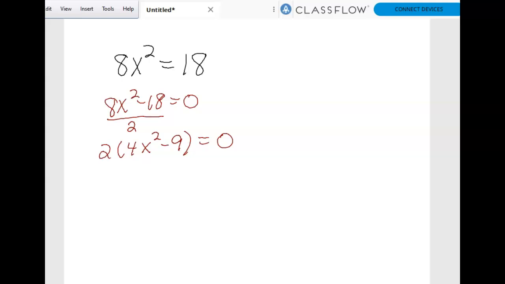Now what? It is a perfect square. And the perfect square, first of all, tell me how you know, Chelsea, you're right. How did you know it was a perfect square? Right, they're both perfect squares, and it had a minus between them. Okay, so who can factor it for me? 4x squared minus 9 factors to 2x plus 3, 2x minus 3.